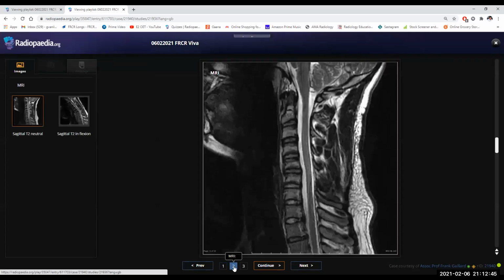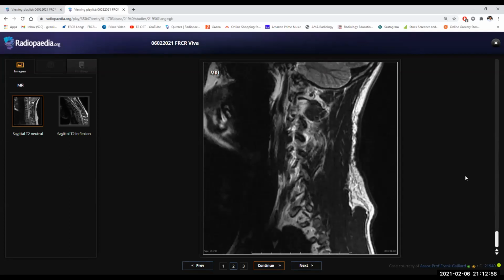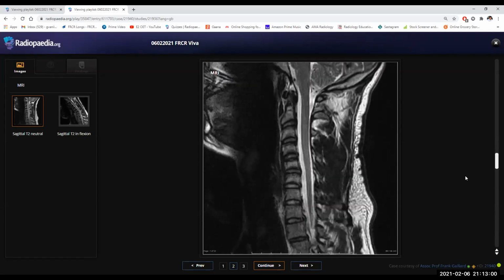Okay, I have pressed number 2. So this is an MRI of a 20-year-old male who has a 10-month history of right arm weakness. I have been provided with T2 of the cervical spine in neutral and flexion position.